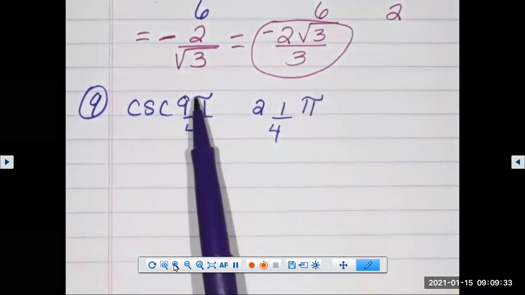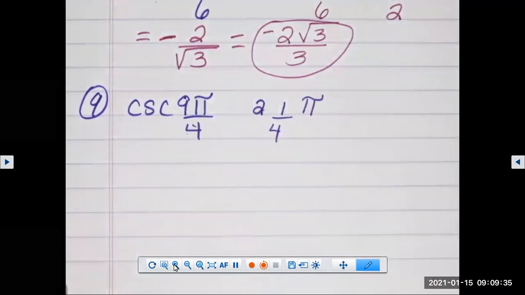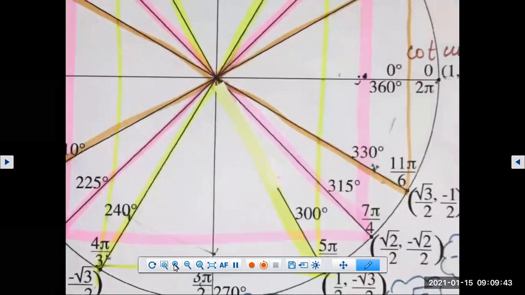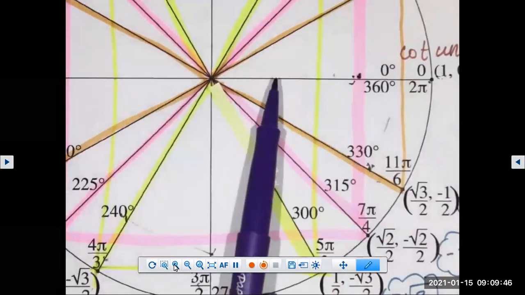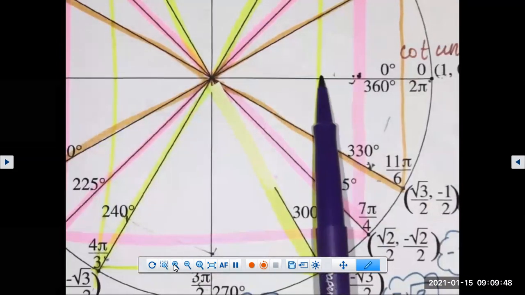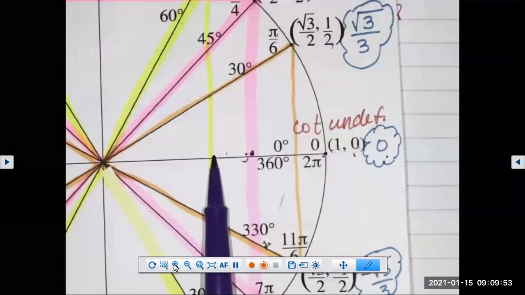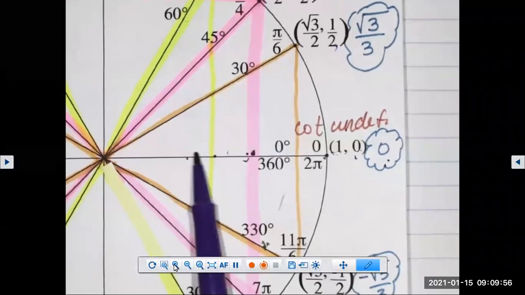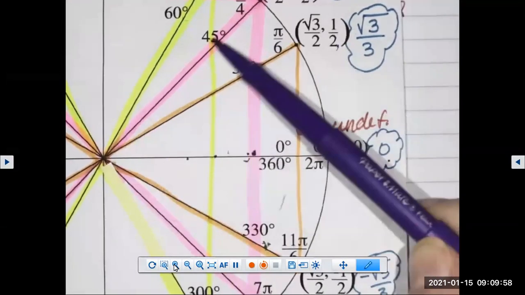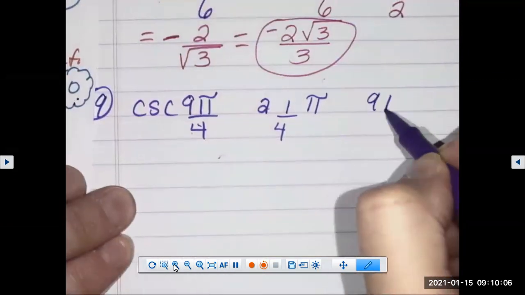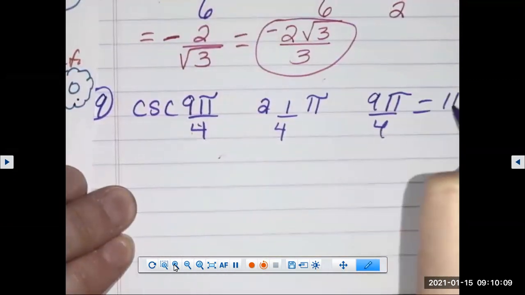Okay, so 9/4 is 2 pi and 1/4 pi, or 2.25 pi. So for this angle, you've got to go completely around your unit circle. So you're going to go all the way here to 2 pi, and then how much more do you have left? You've only got 1/4. So go all the way around to 2 pi. You've got 1/4 pi left, which would be at this positive 45-degree angle. So 9 pi fourths is the same thing as just pi over 4.